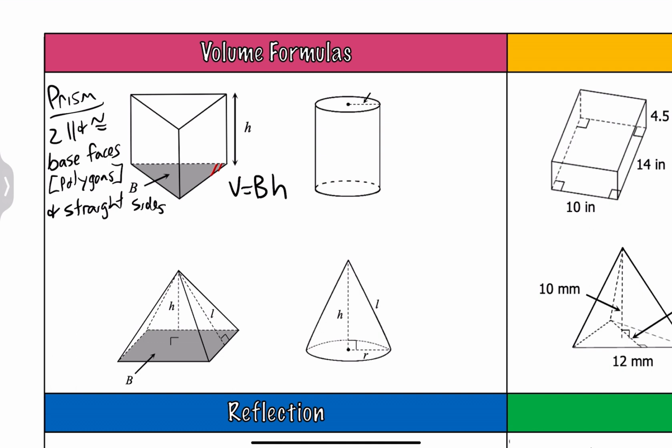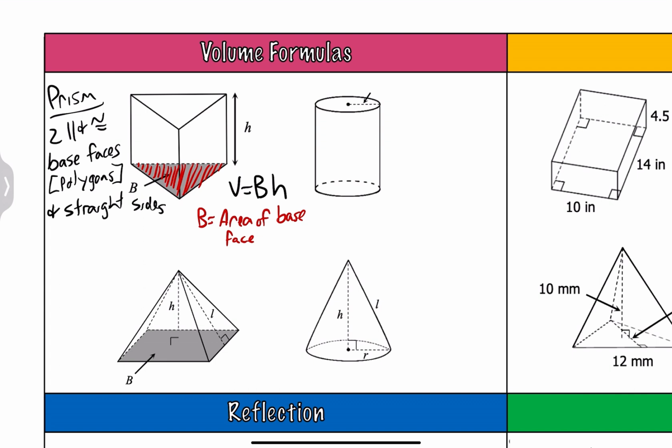I did mention it with the area: little b means the base of a 2D shape, capital B is an area of the base face. So, just a little vocabulary. Each side is called a face.